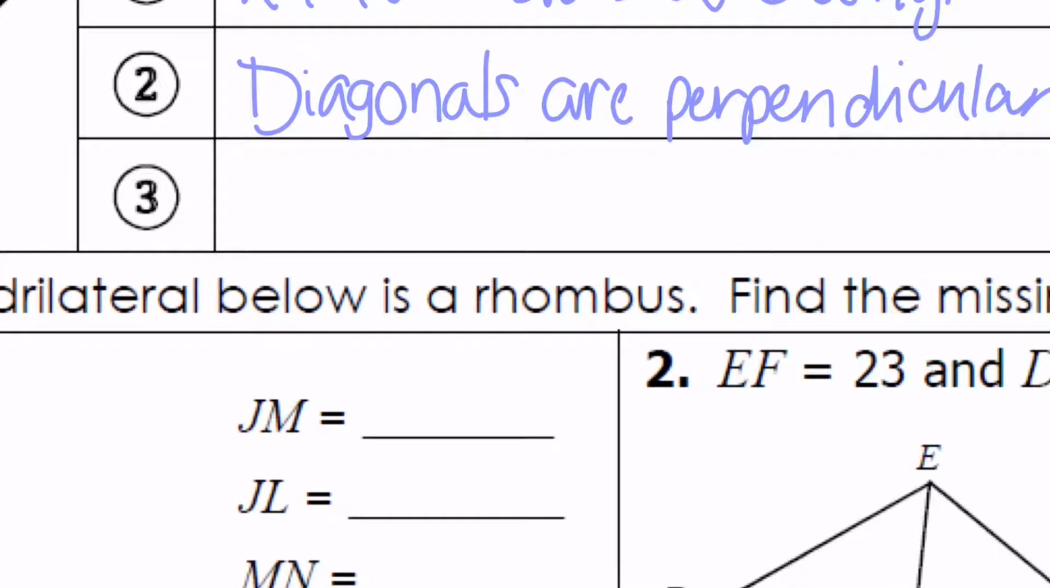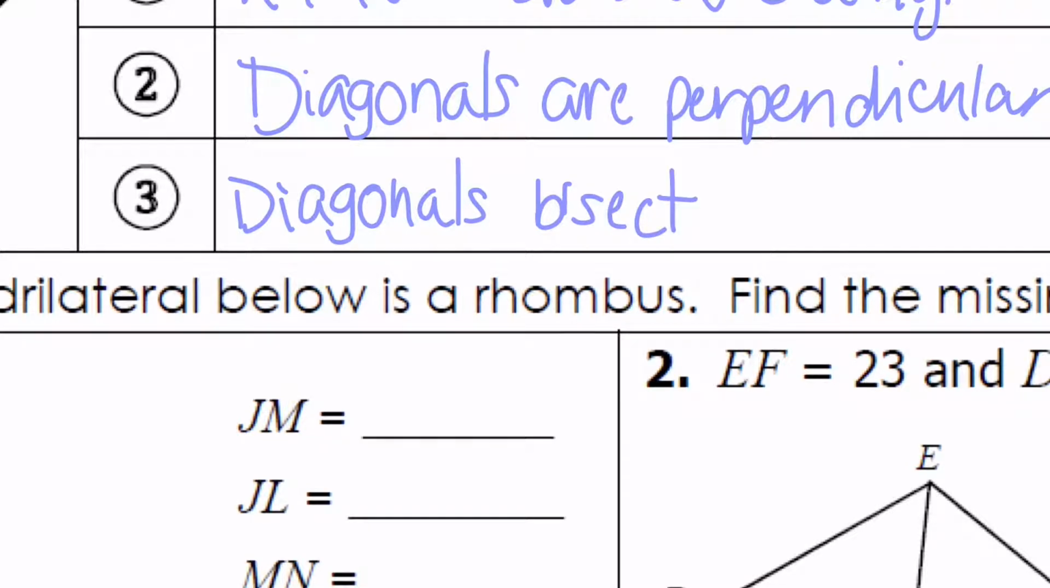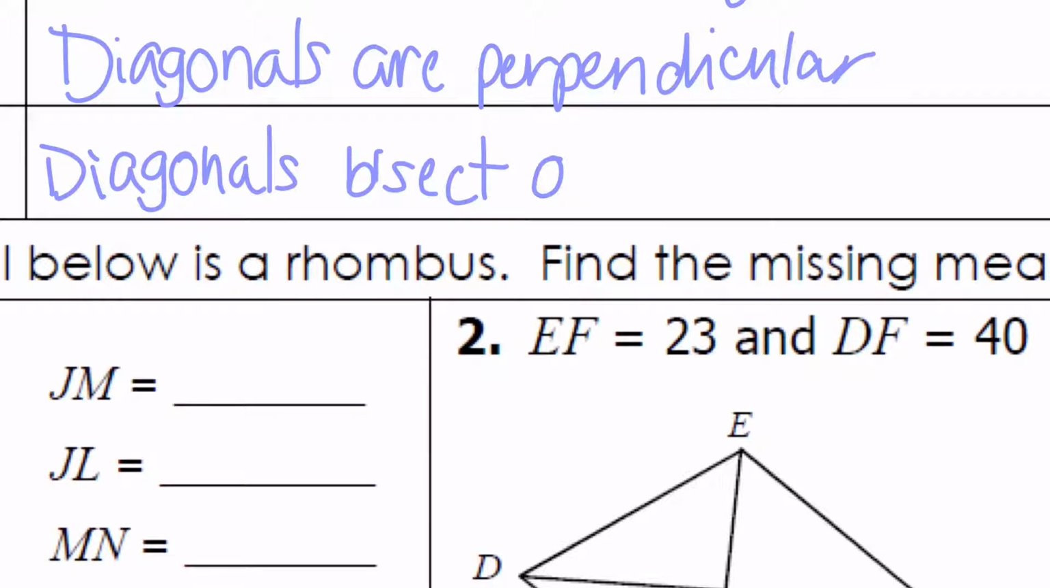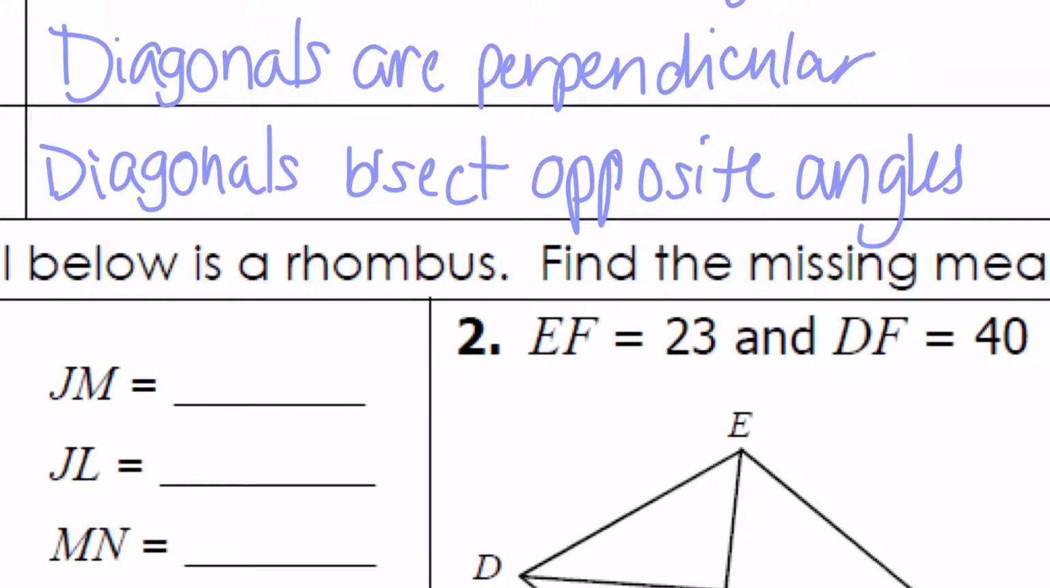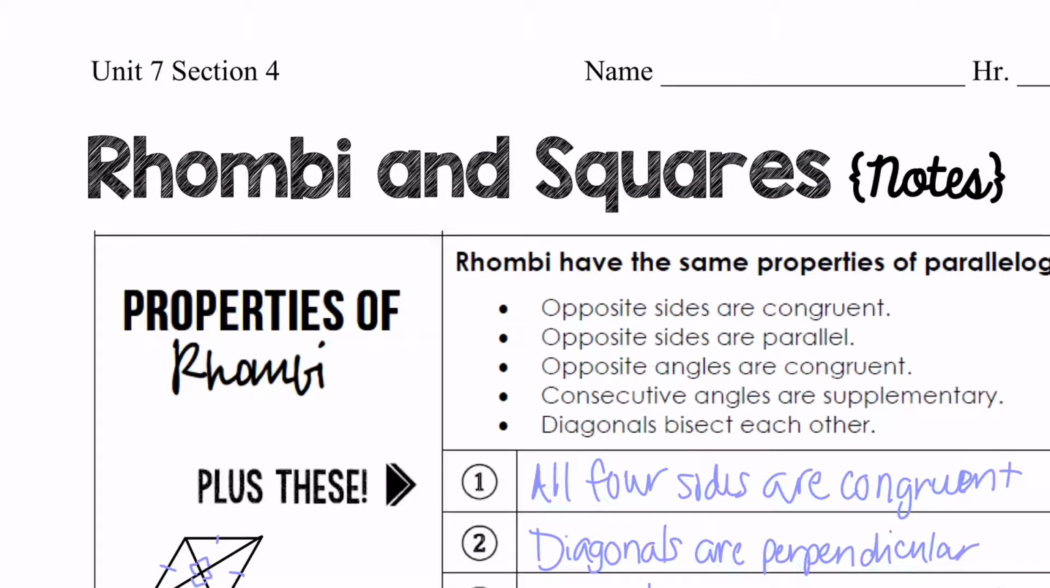And then last, their diagonals bisect opposite angles. They bisect opposite angles.